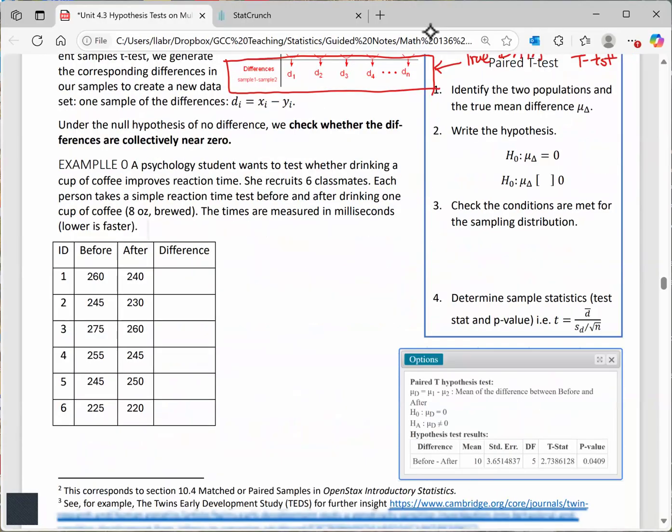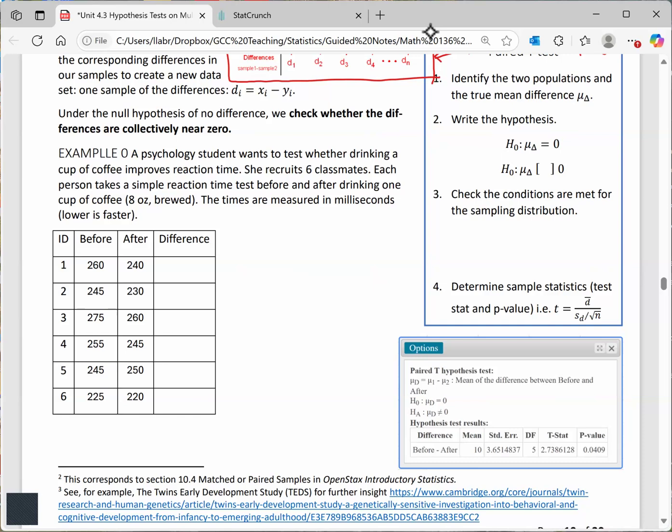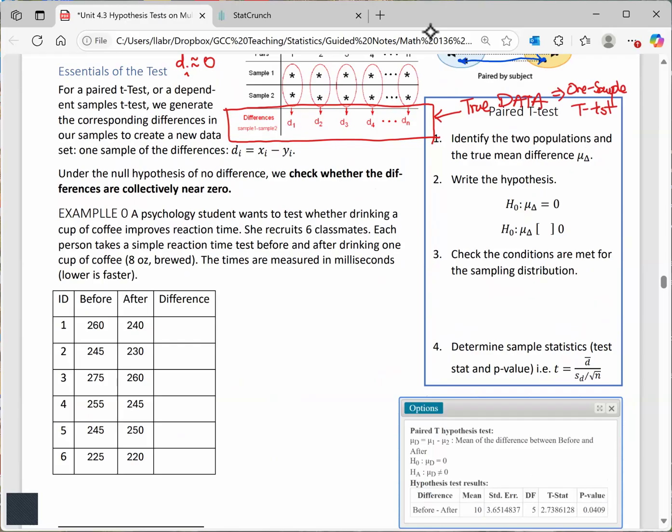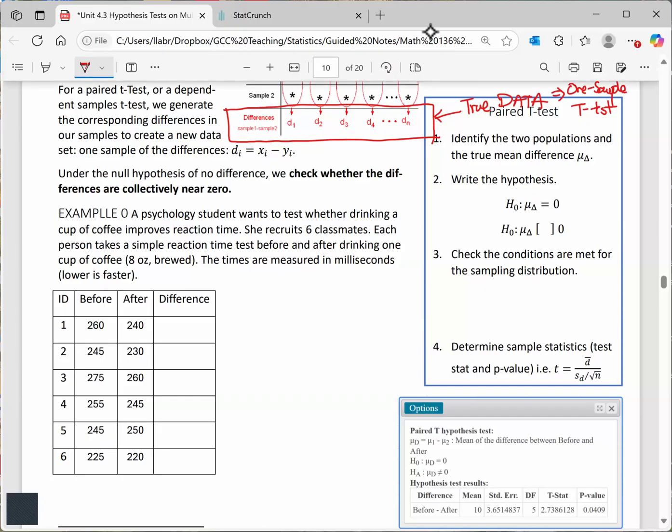So let's take a look here. Example 0 starts by saying a psychology student wants to test whether drinking a cup of coffee improves reaction time. So again, we're changing from the example we opened with, where we were talking about beer and reaction time. Here we believe that if you drink coffee, then your reaction time should improve. And remember, that means that you react a lot faster. We've already talked about some people reacting much faster than others. I think my natural speech rate is pretty fast, and some people don't like that. So maybe if I have coffee or beer, it should be close to that rate of speech.